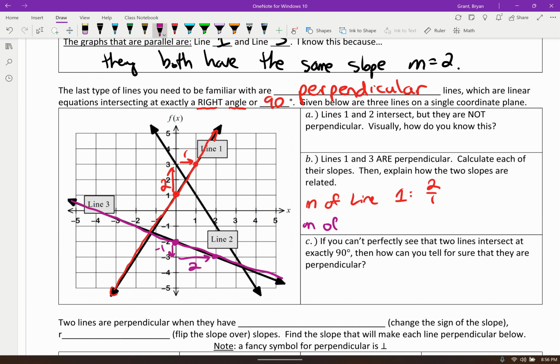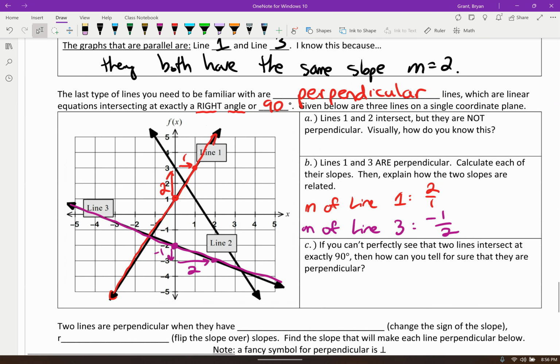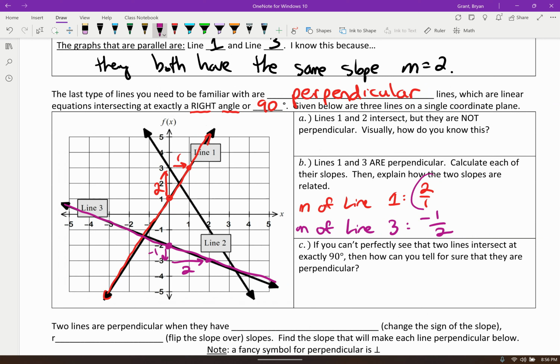So m of line 3 is going to be down 1 to the right 2. Do those slopes look related to each other? I would say they both have 1s and 2s, and they're pretty much the same, but the fractions are flipped over versions of each other. And of course, one's positive, one's negative.